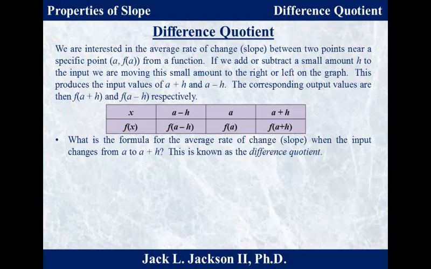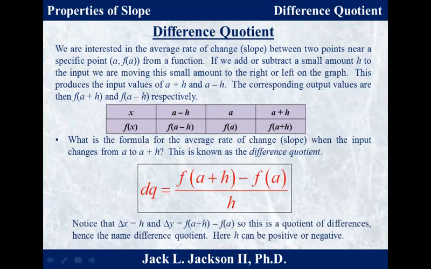Now, if we take the slope and we say we take these last 2 points, a, f of a and a plus h, f of a plus h, and do that slope, that's known as a difference quotient. Work out what the formula would be with these symbols for the slope there. Go ahead and write that down, and when you're done, come back. Press pause now.